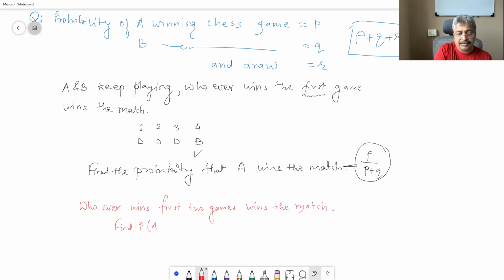So let us write this event as probability of A winning after E1, where the first game is 1. Here is the probability of A winning by winning two games. I mean those two games need not be consecutive. They can be win, after that 5 draws and then win. Win, after that 1 lose, after that 5 draws and then win. Anything is okay.